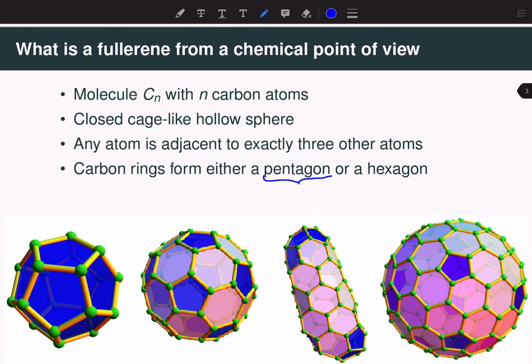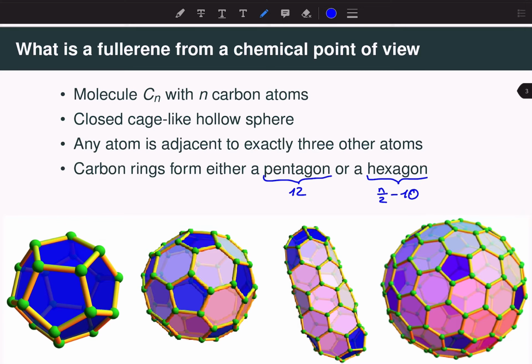And the sphere is subdivided into pentagons and hexagons only, where it can easily be shown with mathematical arguments that the number of pentagons has to be always equal to 12, and the number of hexagons is always equal to n over 2 minus 10, where n is the number of atoms.